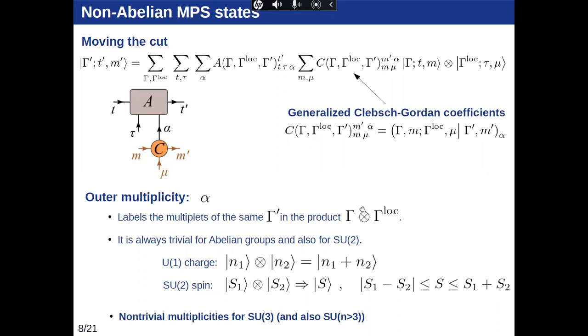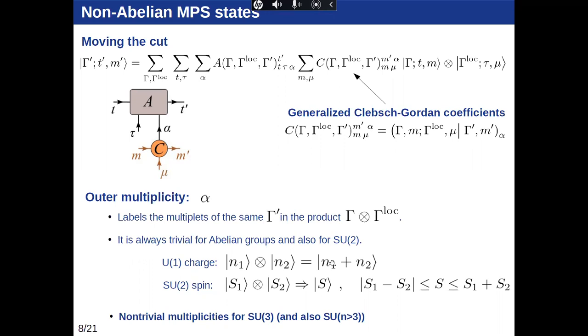And this can be different from one. So for the U1 and SU2 group, it's always one dimensional. In the U1 case, if I have just charge, then I know if I combine charge N1 and charge N2, then I get charge N1 plus N2.